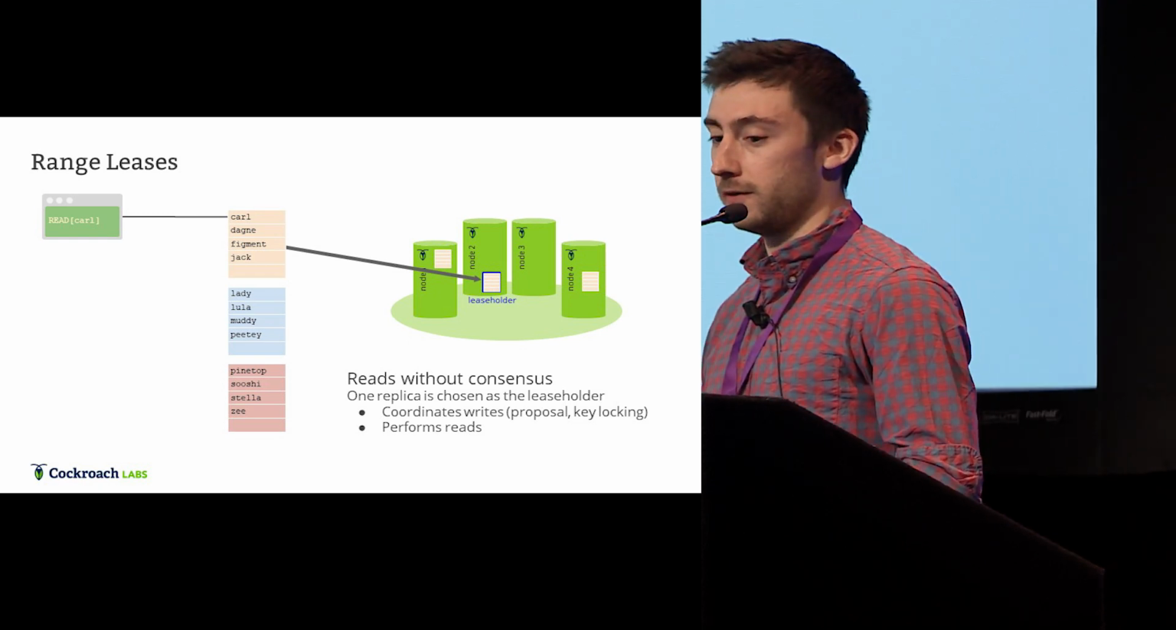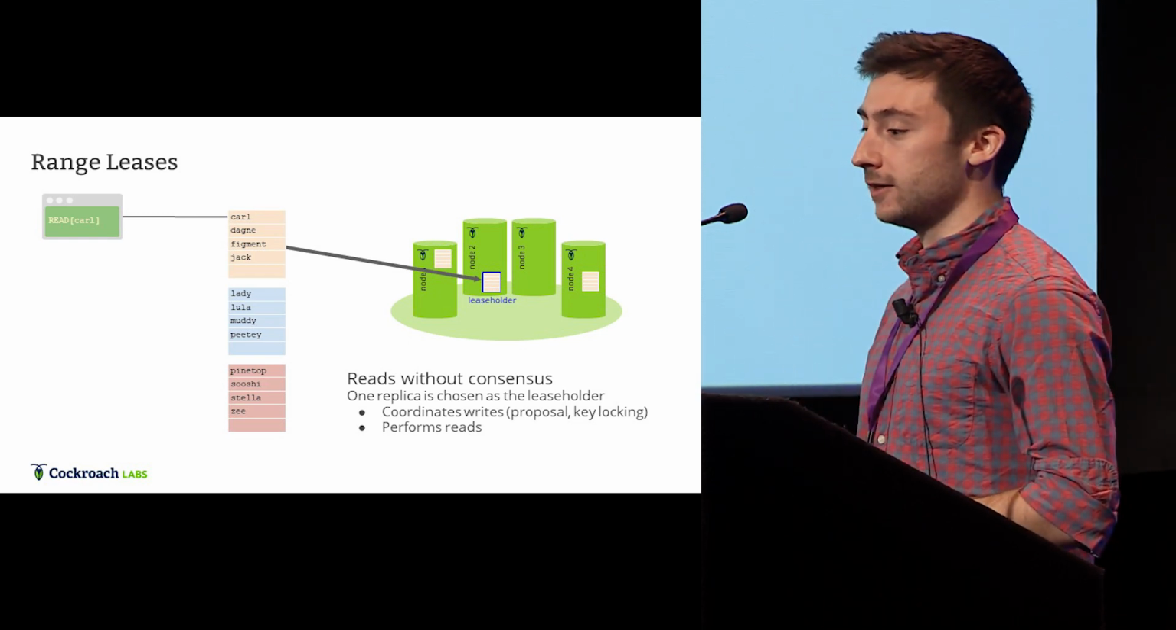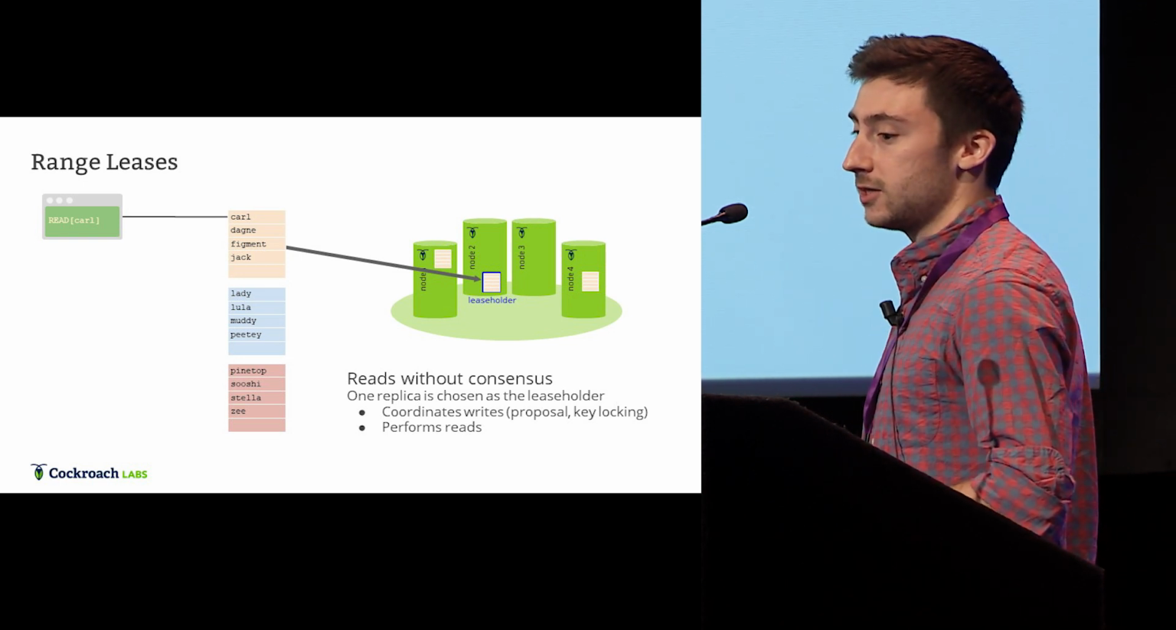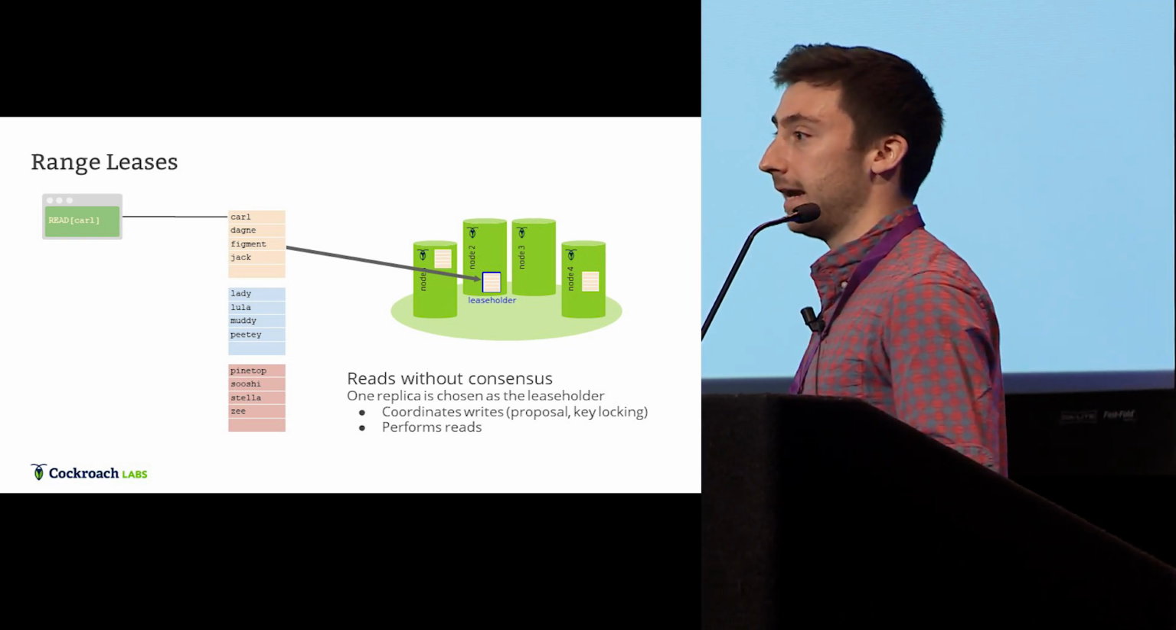In addition, the leaseholder implements some of the concurrency control mechanisms used by transactions, which we'll talk about later. These include key range locking and deadlock detection.